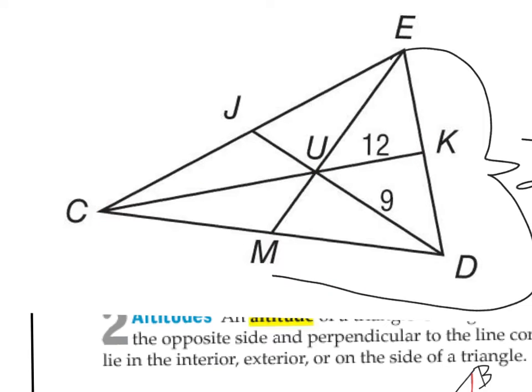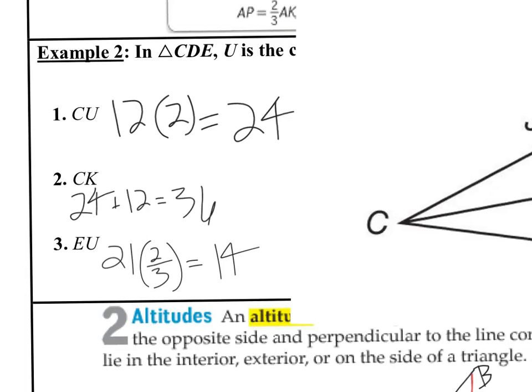Well, what do you know about 2/3 and 1/3? I know that 2/3 is twice as big as 1/3. So if I multiply this by 2, I will have the 2/3 measurement. Okay? And then the next question was, what's CK? Well, we did 12 times 2 to figure out 24, and then all you've got to do is 24 plus 12 to get the 36. That's the full length of the median.